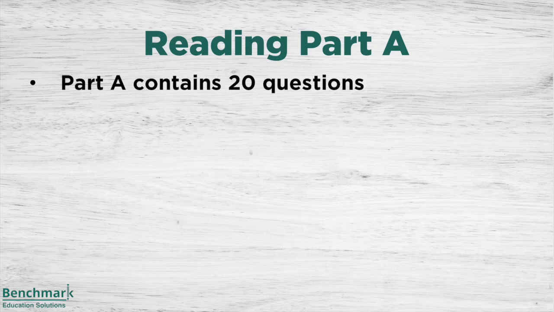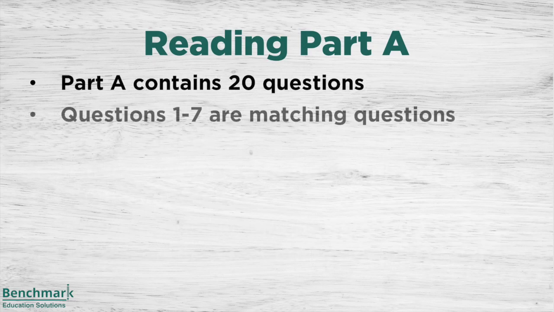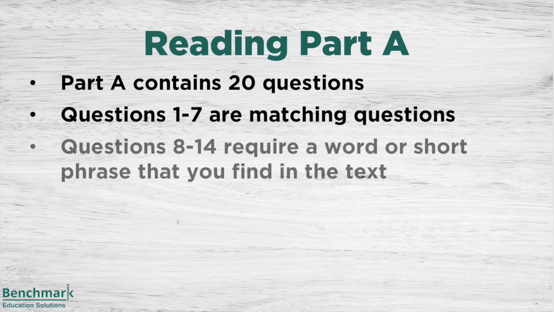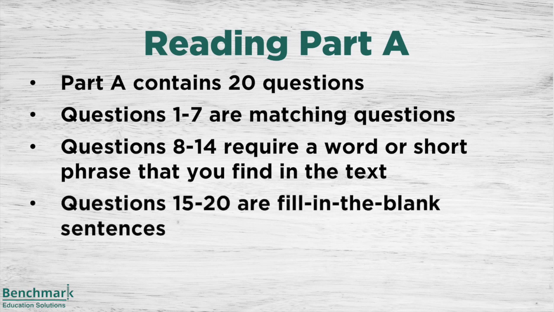There are 20 questions in Part A. Questions 1 through 7 are matching questions. You will have to decide which of the 4 texts contains the information about a certain question. Questions 8 through 14 require a word or short phrase taken directly from the text. Questions 15 through 20 are fill-in-the-blank sentences. These sentences come from the text, but they've been paraphrased or rewritten just slightly. You'll need to find the part of the text that contains this information and insert the missing word.